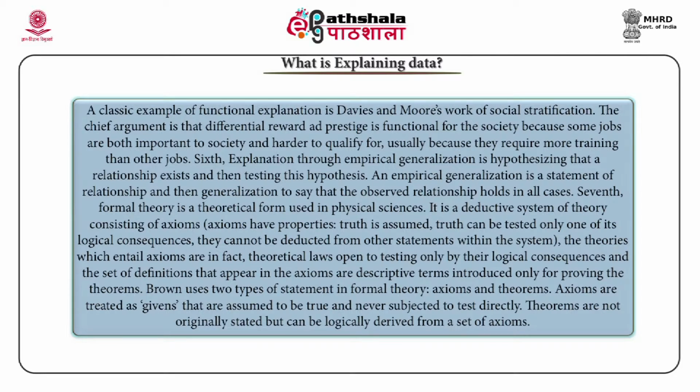An empirical generalization is a statement of relationship and then a generalization to say that the observed relationship holds in all cases. Seventh, formal theory is a theoretical form used in physical sciences. It is a deductive system of theory consisting of axioms. The theories which entail axioms are in fact theoretical laws open to testing only by their logical consequences, and the set of definitions that appear in the axioms are descriptive terms introduced only for proving the theorems.